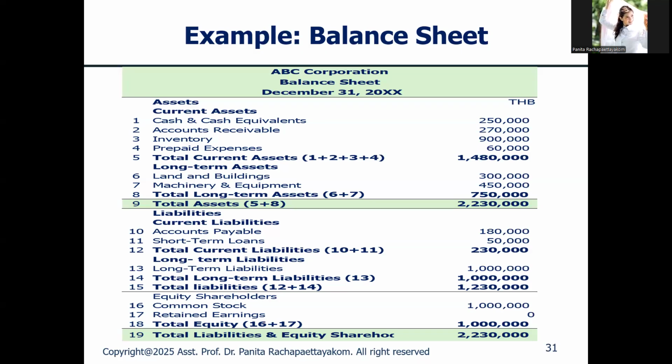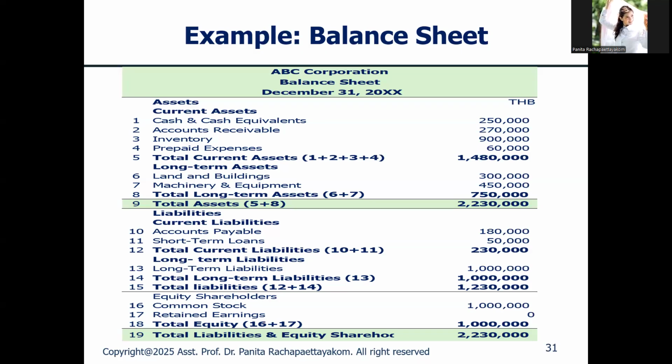I move to the part of the liabilities. We start the liabilities with the current liabilities, which are accounts payable and short-term loan, as row numbers 10 and 11, right? You continue to sum up the long-term liability, the loan at row number 14, and the current liabilities, and you will get the total liabilities of 1.23 million Thai baht.